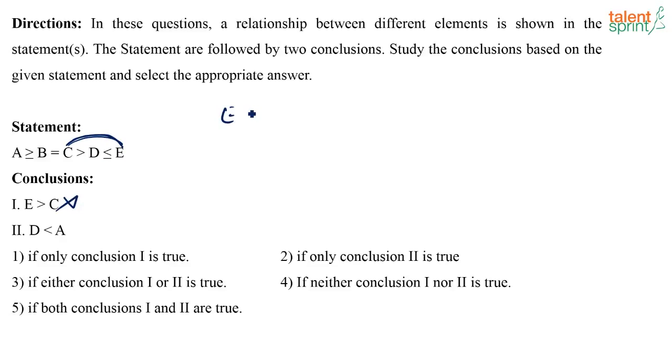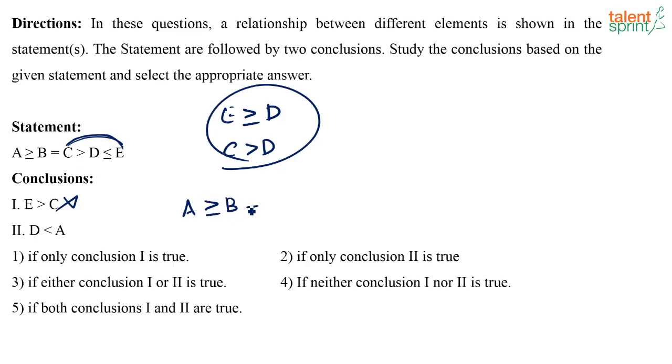So this conclusion definitely does not follow. See, what do I know? I know E is greater than or equal to D and I know C is greater than D. Using these two, I can't find out the relationship between E and C. So the first conclusion does not follow. Now look at the second conclusion. It definitely follows, right? I know A is greater than or equal to B, B is equal to C, greater than D. So I can obviously say that A is going to be greater than D, or D is less than A. So the second conclusion definitely follows. So what is the answer here? Only conclusion 2 is true.